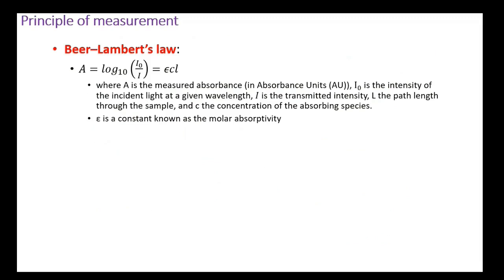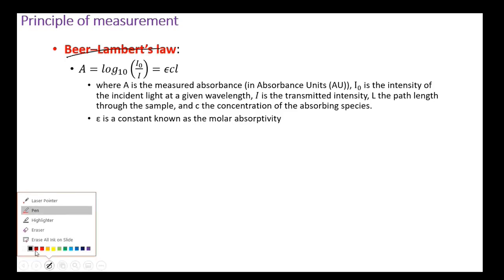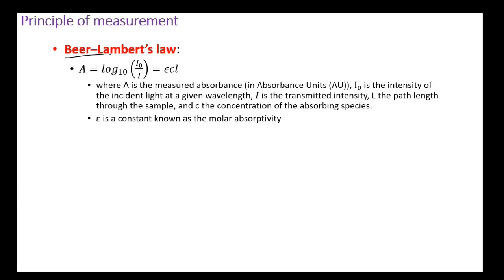Now, what is the law which governs the measurement or the calculations of UV-visible spectrophotometry? That law is called Beer-Lambert law. Herein, absorption is given by log10 I0 by I, which is equal to epsilon CL.